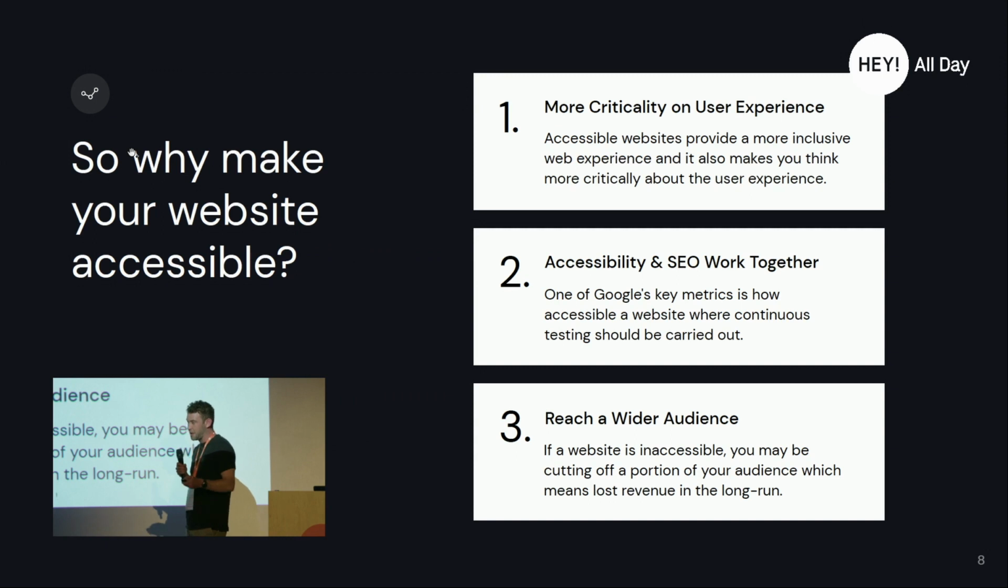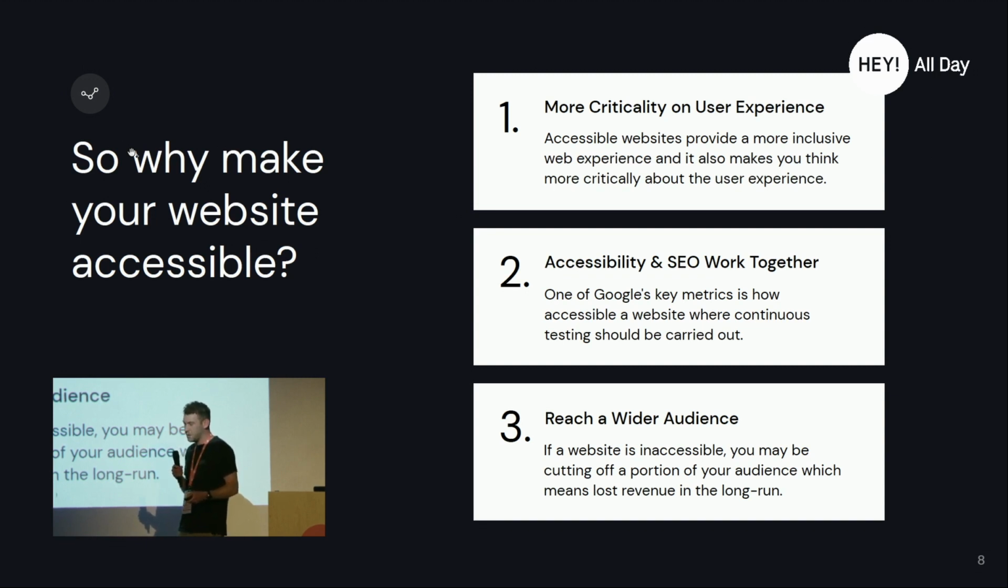And then the second was that accessibility and SEO work together. Google uses accessibility as a metric for SEO. So when it's scanning, you just need to ensure that you're following best SEO practices, and in turn, that tends to help accessibility as well, because it's about written content, writing in plain English and whatnot.